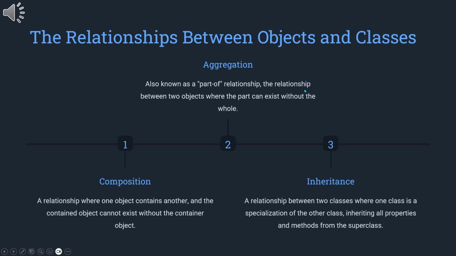Now let's mention some relationships between objects and classes. There exist three important relations. First of all, we have composition, a relation where an object contains another and the contained object cannot exist without the container object. Aggregation, also known as the part-of relationship, is a relationship between two objects where the part can exist without the whole. And finally, inheritance, a relationship between two classes where one class is a specialization of the other class, inheriting all properties and methods from the superclass.